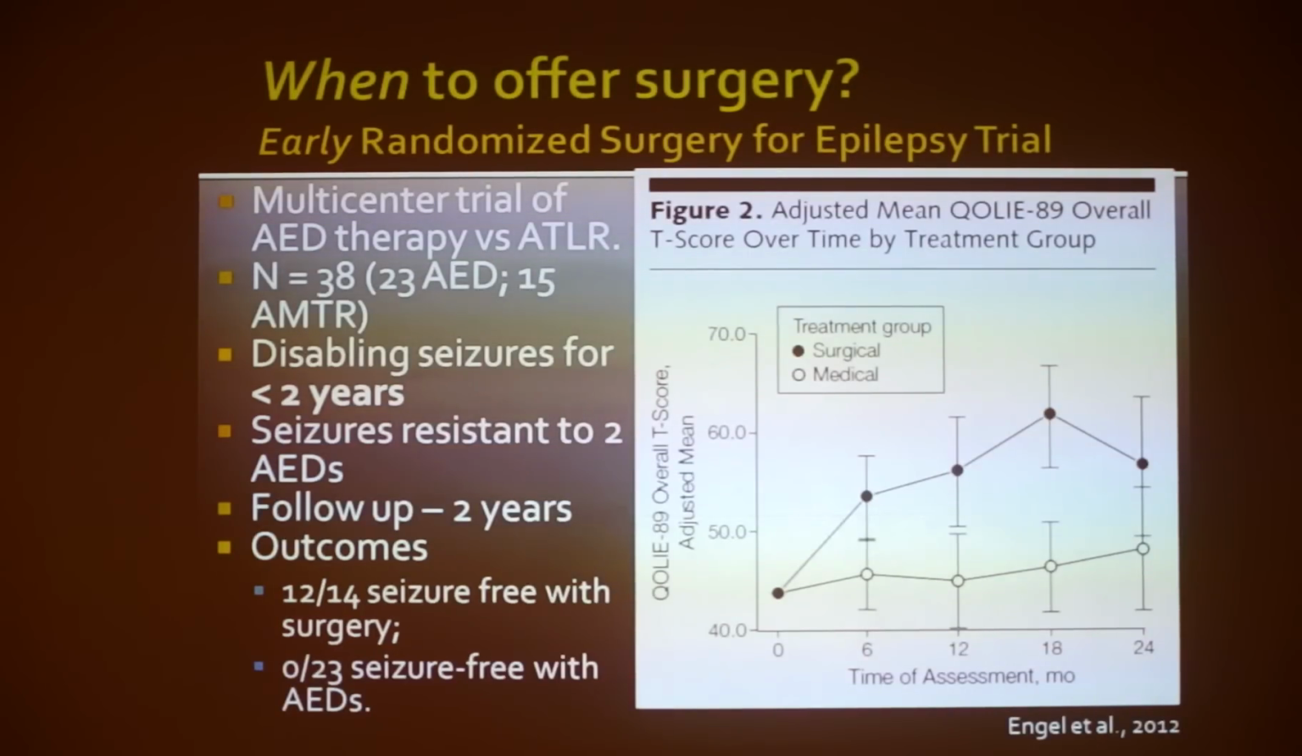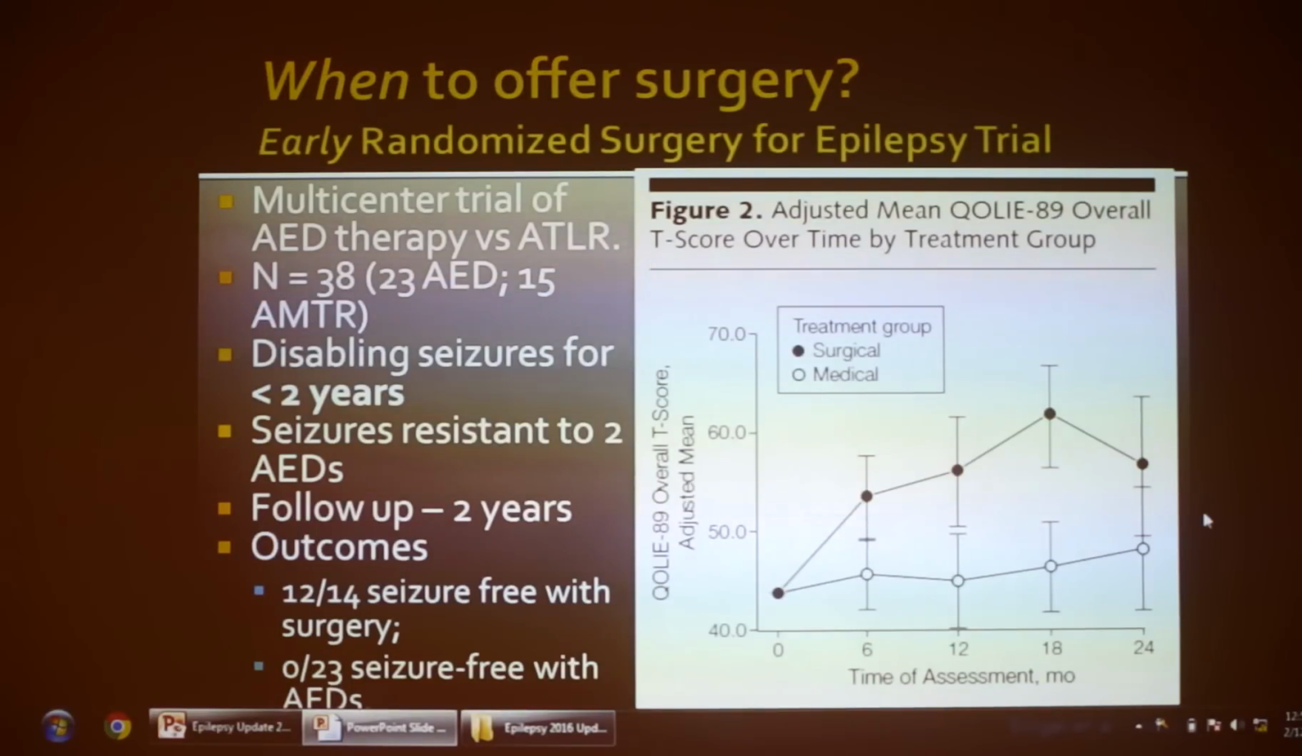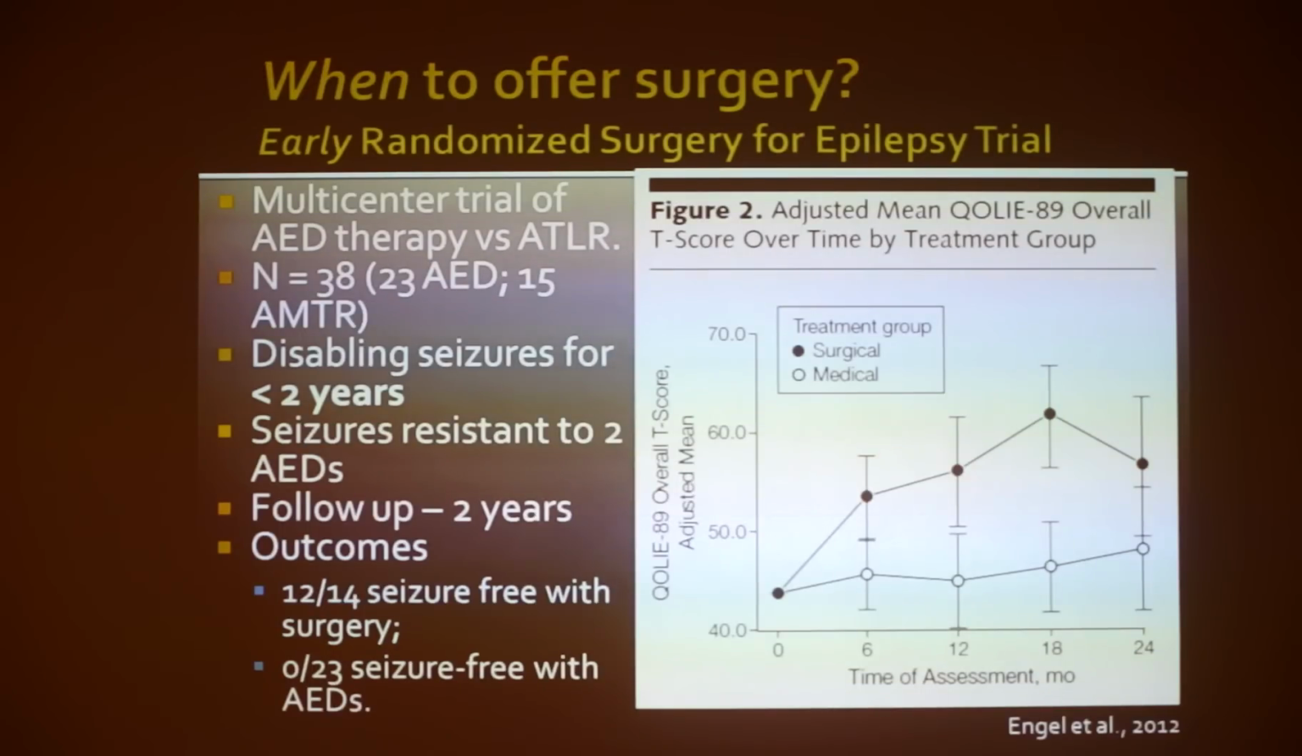This has led to the question of when to appropriately offer surgery. And this study, with Jerome Engel as the lead author, the ERSET study, for Early Randomized Surgical Epilepsy Trial, looked at patients who had a very short period of epilepsy, so disabling seizures for less than 2 years. And most of my patients still, even after 2, 3, or 4 years, are still resistant to thinking openly about surgery. However, what this study quite nicely showed, published in JAMA, was that even at 6 months, in a small N, 14 that went to surgery, 23 that were managed with medications, there was a statistically significant difference in quality of life, improved in the surgical arm compared to the medical arm.